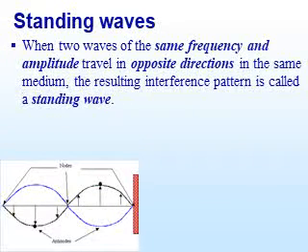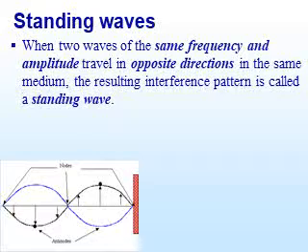This is actually the basis behind literally every musical instrument that exists. The idea of a standing wave is that you have two waves going on at the same time, with the same frequency and the same amplitude, moving in opposite directions of each other. The way they interfere with each other is unique, and that interference pattern is called a standing wave.